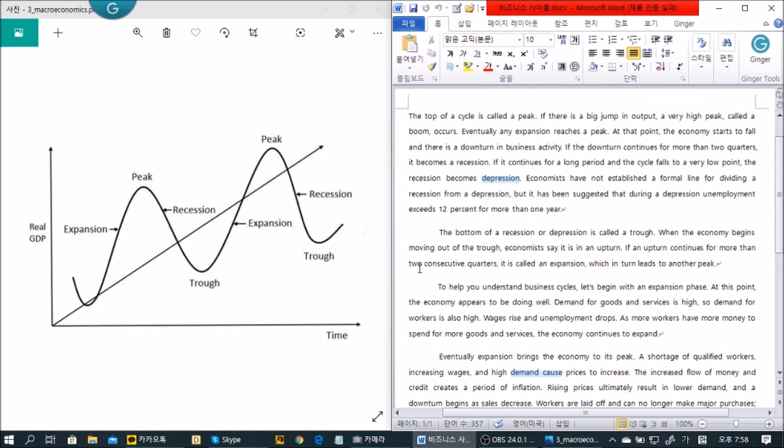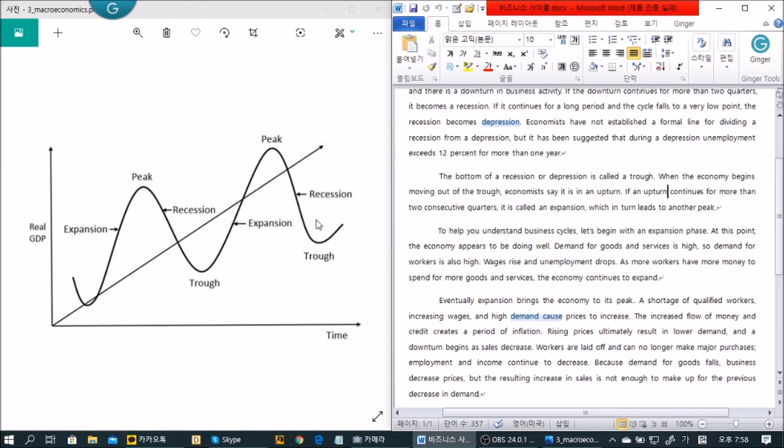At this point, the economy appears to be doing well. Demand for goods and services is high, so demand for workers is also high. Wage rates rise and unemployment drops. As more workers have more money to spend on goods and services, the economy continues to expand. They are rising and rising. Eventually, expansion brings the economy to its peak, and a shortage of qualified workers, increasing wages, and high demand cause prices to increase. The increased flow of money and credit creates a period of inflation.